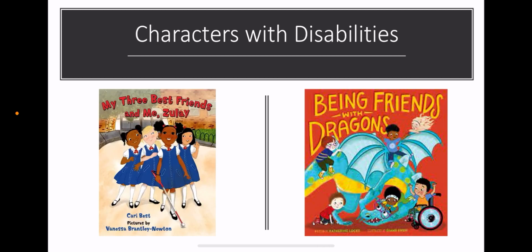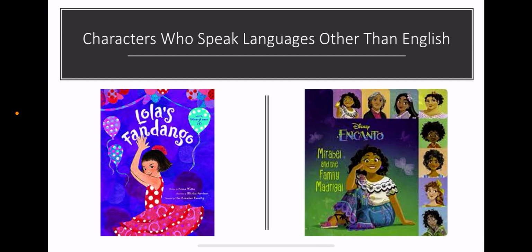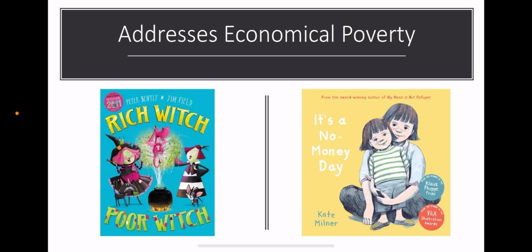Characters with disabilities, these 2 books. Family structure other than 2 parents and 2 children. And on the left, you can see it uses a non-human, right? It's about a mother and her only son, a single mom story. And then these 2 books, I noticed, incorporated parts of speaking different languages.